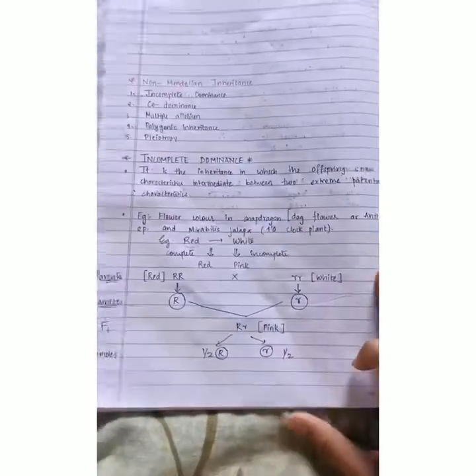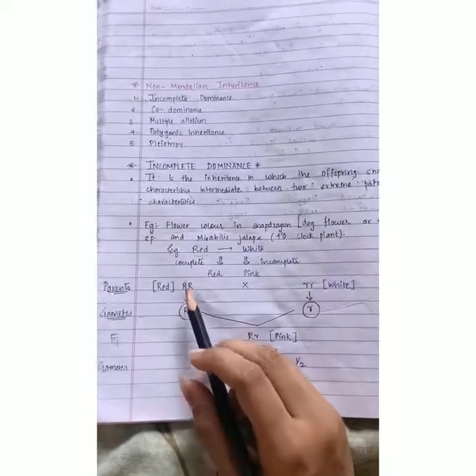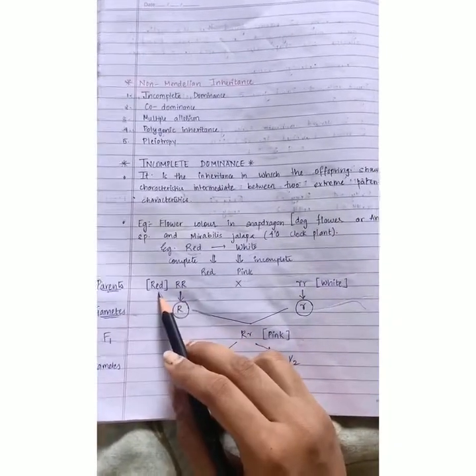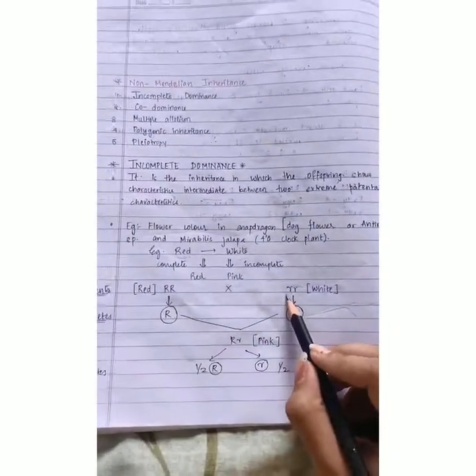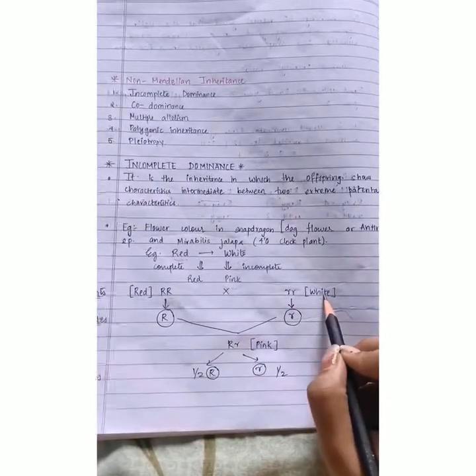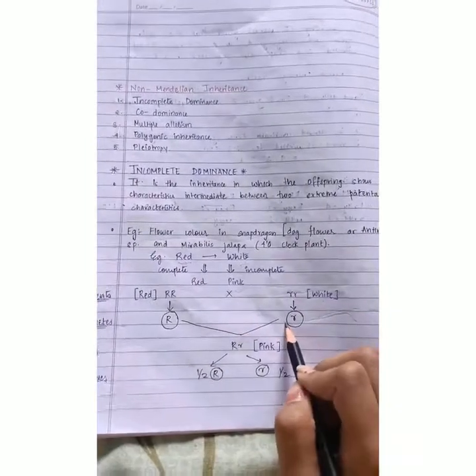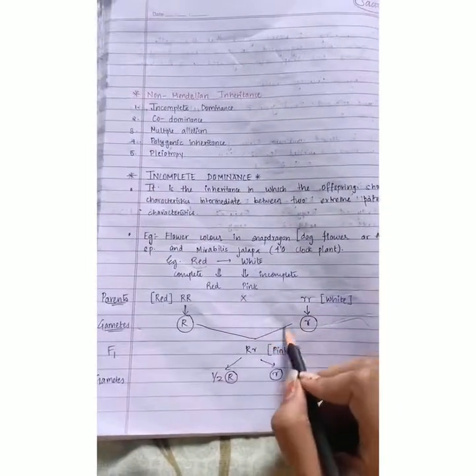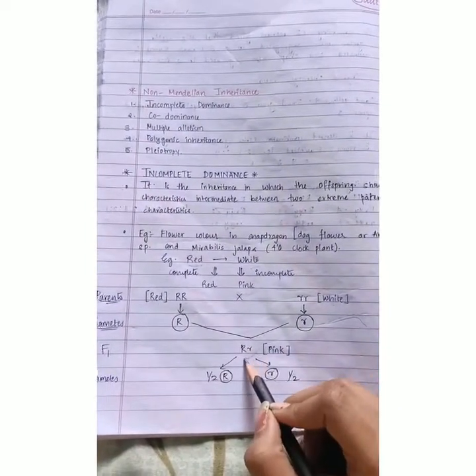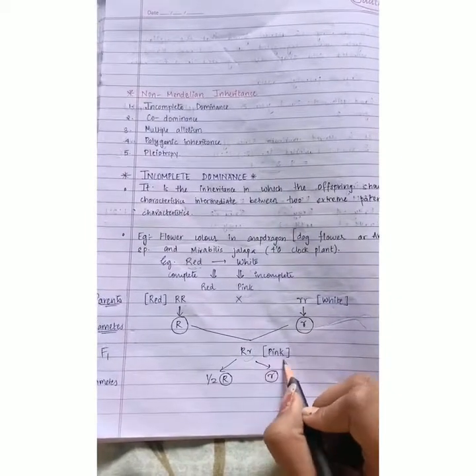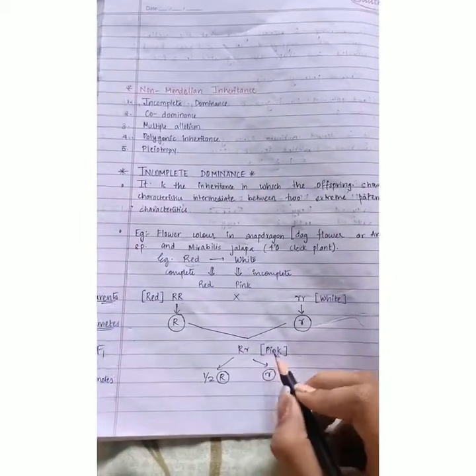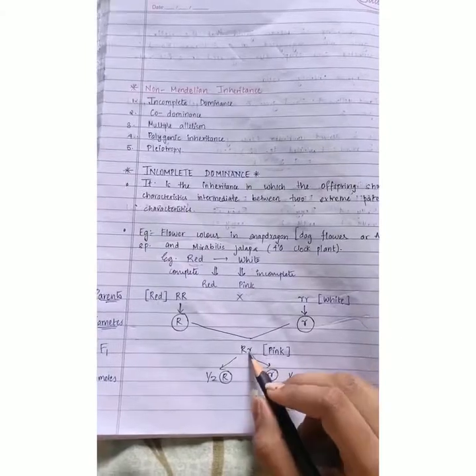Now, for example, if we show the crossing, capital R is the red parent, the red flower, and small r is the white flower. The gametes which will form are capital R and small r, which will undergo the F1 generation. It will form Rr, which is pink color. That's heterozygous and it's in pink color. So it's a pink color flower.